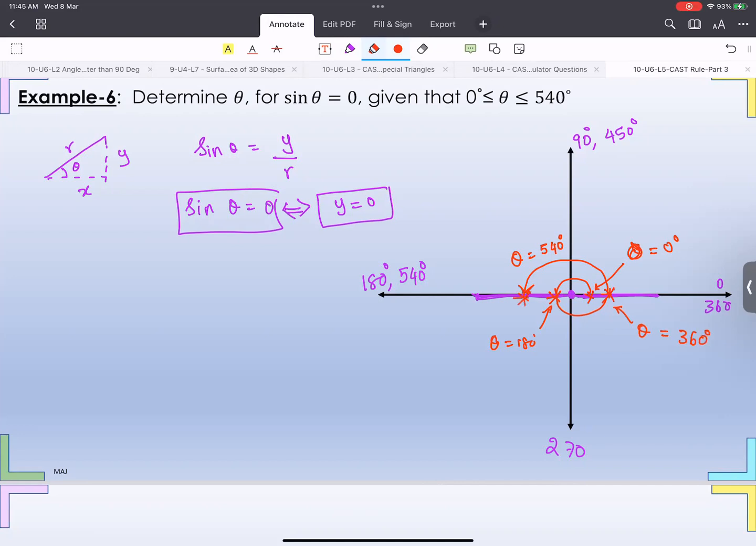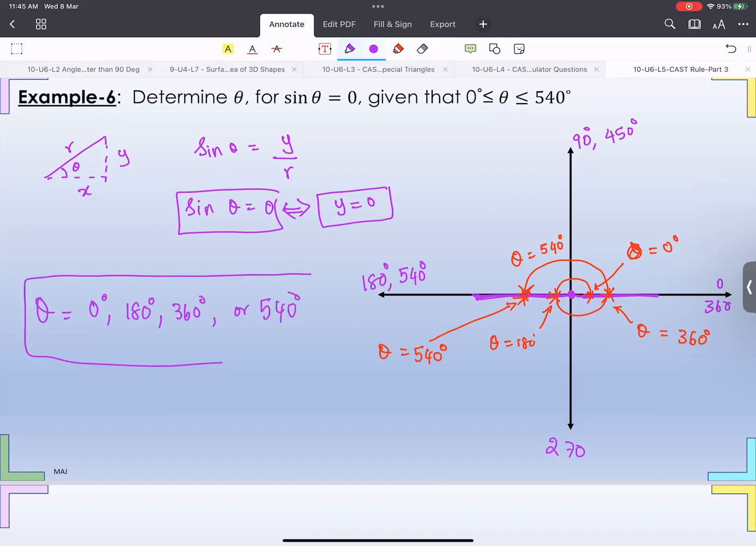And since there's an equality sign on these inequalities, we also have to include the points on either end of the domain. So that is theta is equal to 540 degrees. So let's write up the solution. The solution is theta is equal to 0, 180, 360, or 540 degrees. These are your possible solutions.